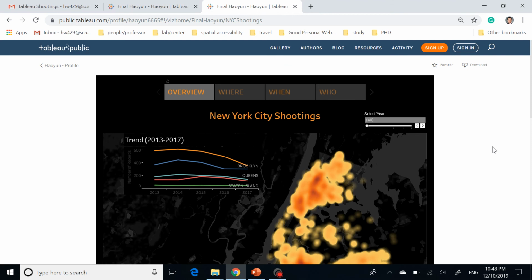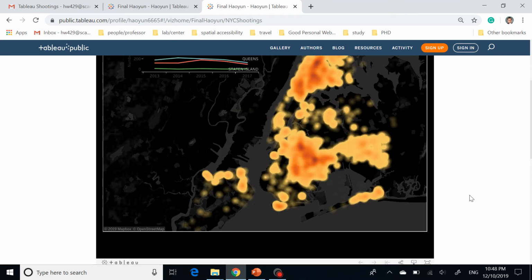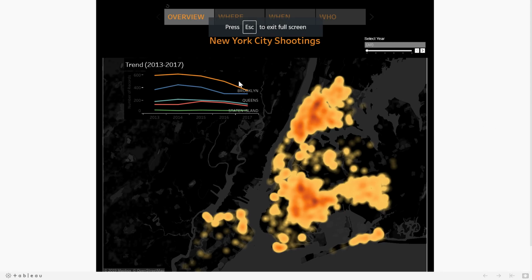Now we go to the public Tableau to see my final product. The first is the overview, and we can see that over the last 5 years, the intensity of crime of shootings has gradually decreased from 2013 to 2017, and Bronx and Brooklyn are the places where most of the shootings occur.